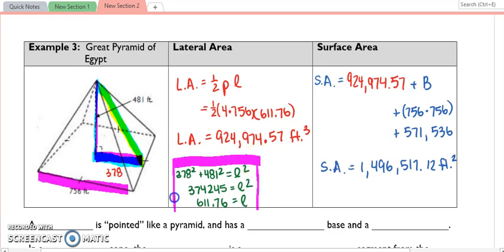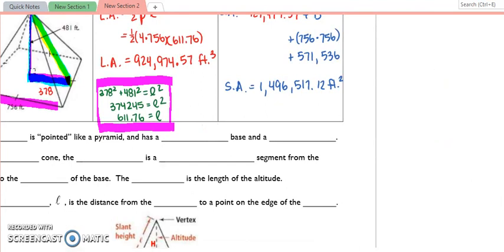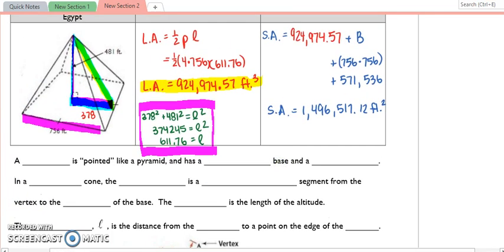Once I had that information, I went ahead and did my Pythagorean theorem down here. Now notice, if you didn't get the exact answers that I got, it's probably because you rounded that 611.76 too early. Please leave that in your calculator as you're working. My perimeter was 4 times 756. My slant height I used here. And so your final area for your lateral area should have been 924,974.57 feet squared. Ooh, 2 mistakes. All right, and then for my surface area, we still need to add on that base.